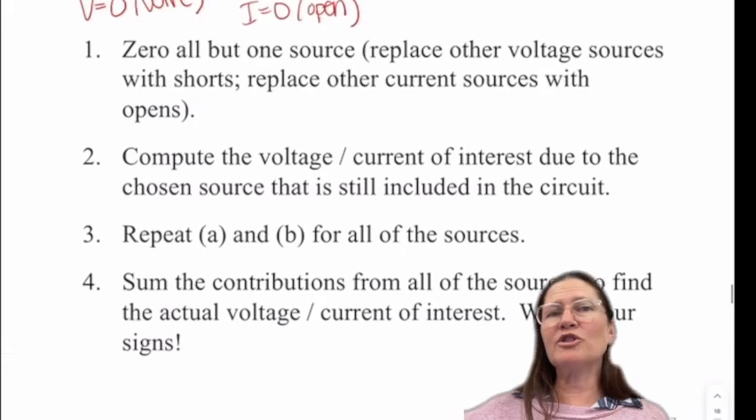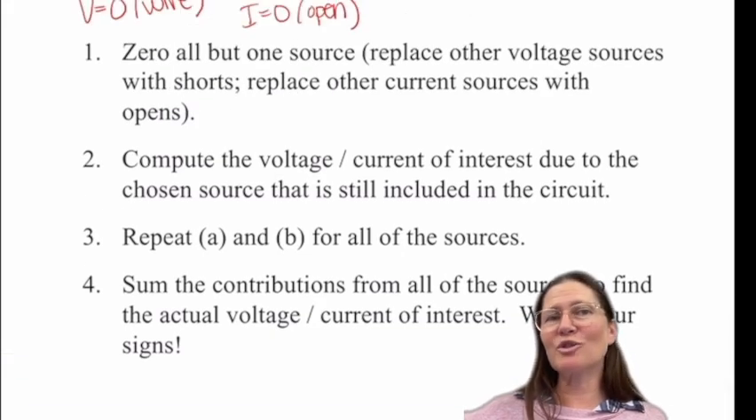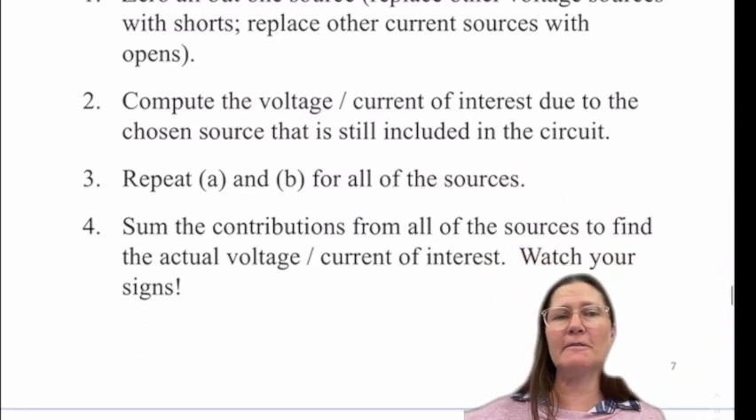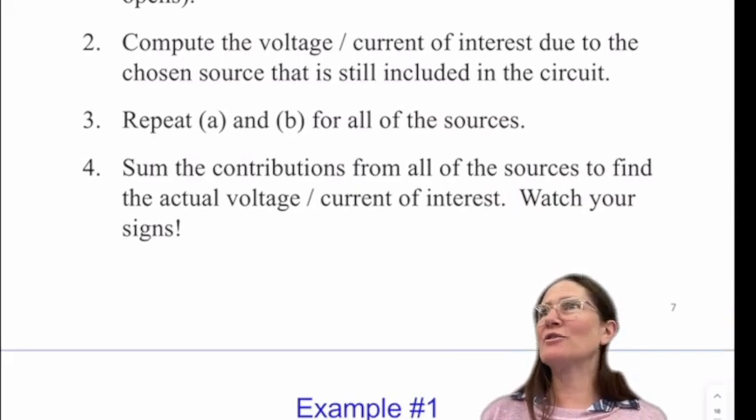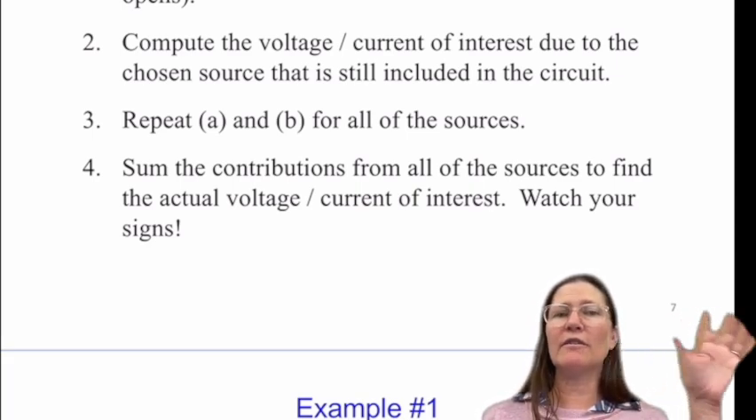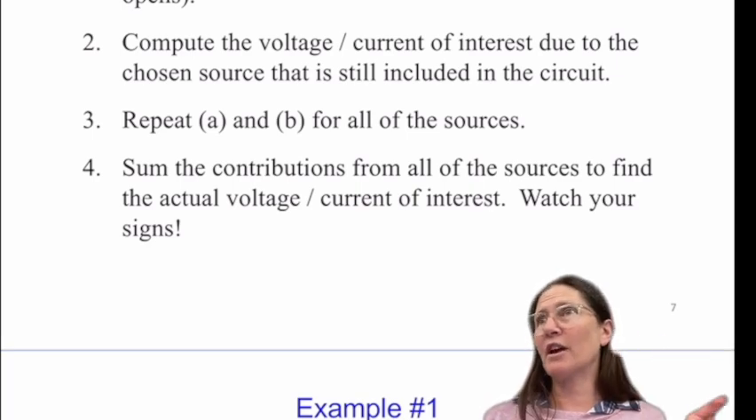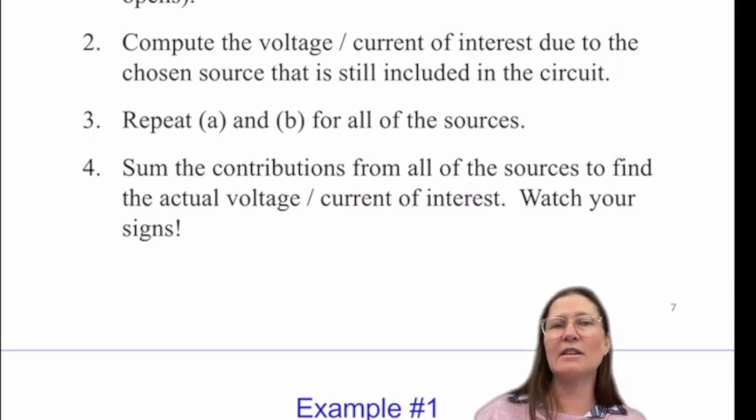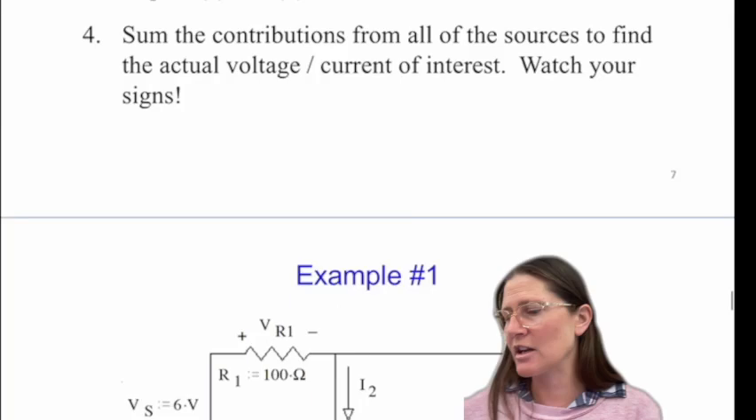Once you've replaced all sources but one with the 0 wire for a voltage source, open for a current source, you're going to then analyze the circuit to find whatever voltage or current you're trying to find. And then you're going to find it for the other ones off and that one turned on, and so on for all of the sources, and then sum the results together to get the end.